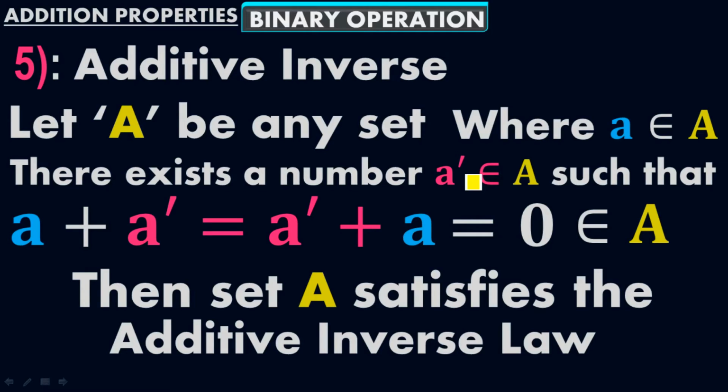We have to look at 3 areas here. Number 1, a must belong to A. Number 2, a prime belongs to A. This negative value, which is a prime, should also exist in set A. And finally, 0 also exists in set A. So what are the sets that cover 0 and negative values?